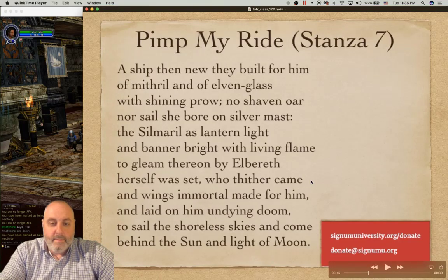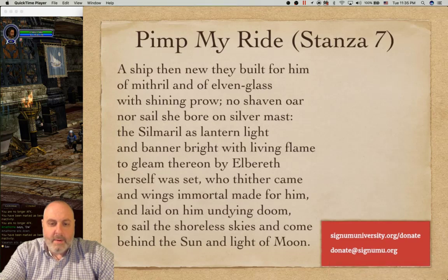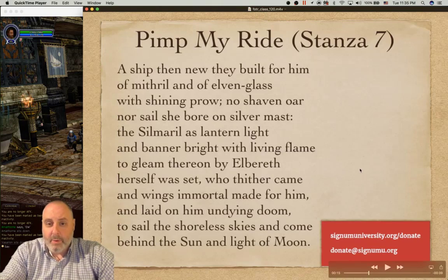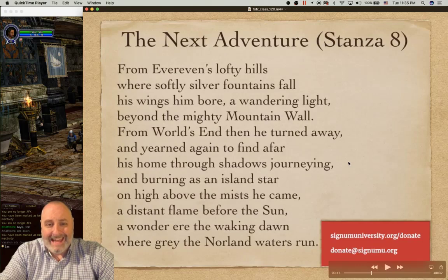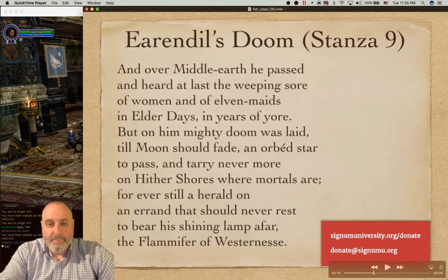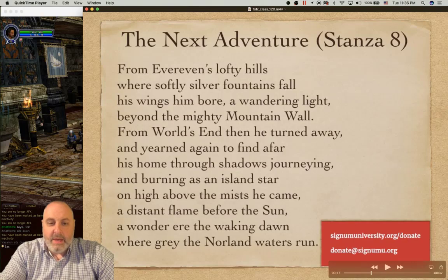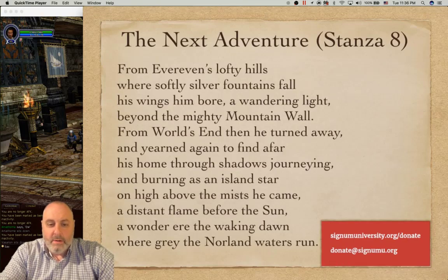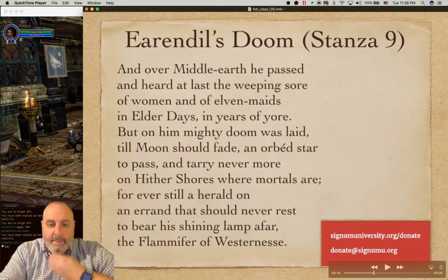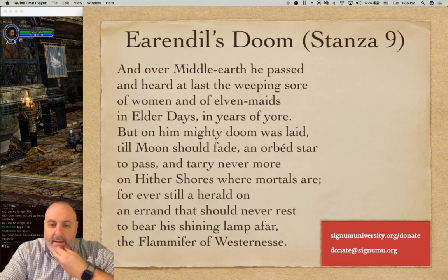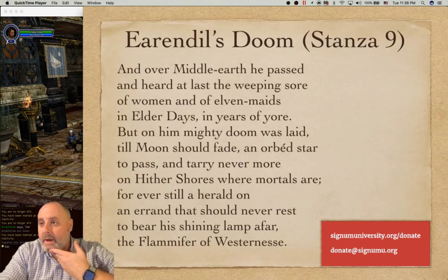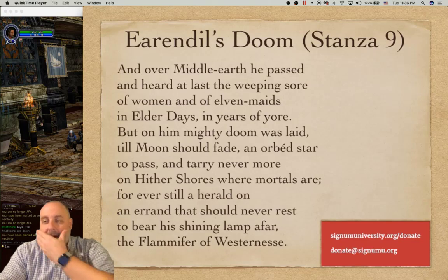The only time immortal is right. His wings are immortal. The only time that the word mortal, I think, is used in the poem is to describe the lands that he comes from, right? Because he yearned again to find afar his home, right? Yeah, on hither shores where mortals are. Yeah.